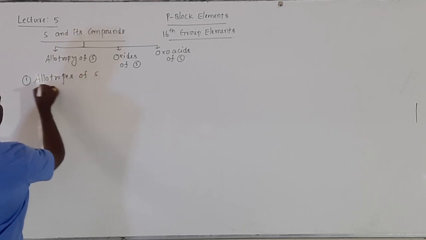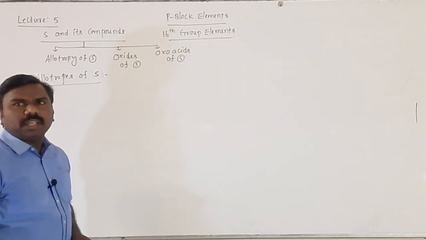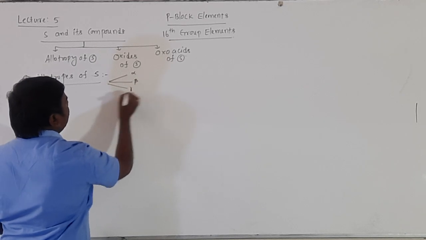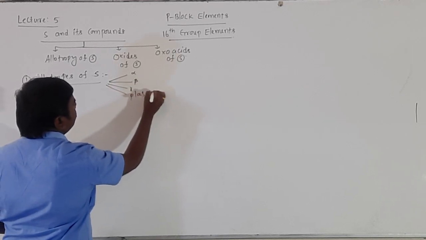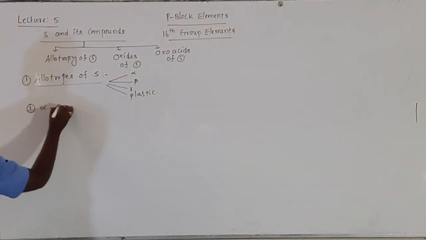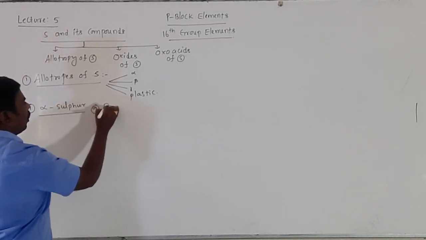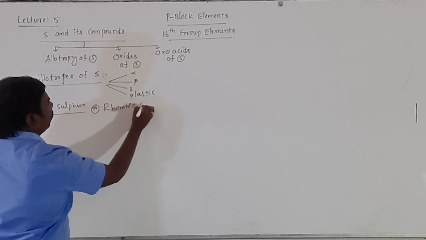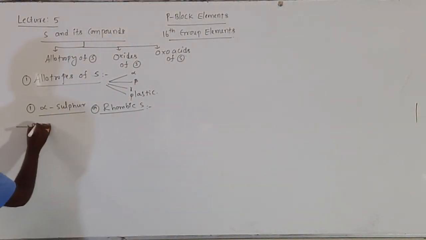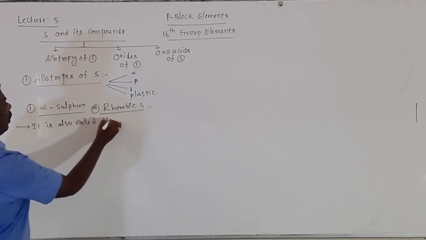sulfur. Sulfur shows many allotropic modifications: alpha, beta, gamma, plastic sulfur, many are possible, students. We will start with the first one, that is alpha sulfur, also called rhombic sulfur. It is also called yellow sulfur.